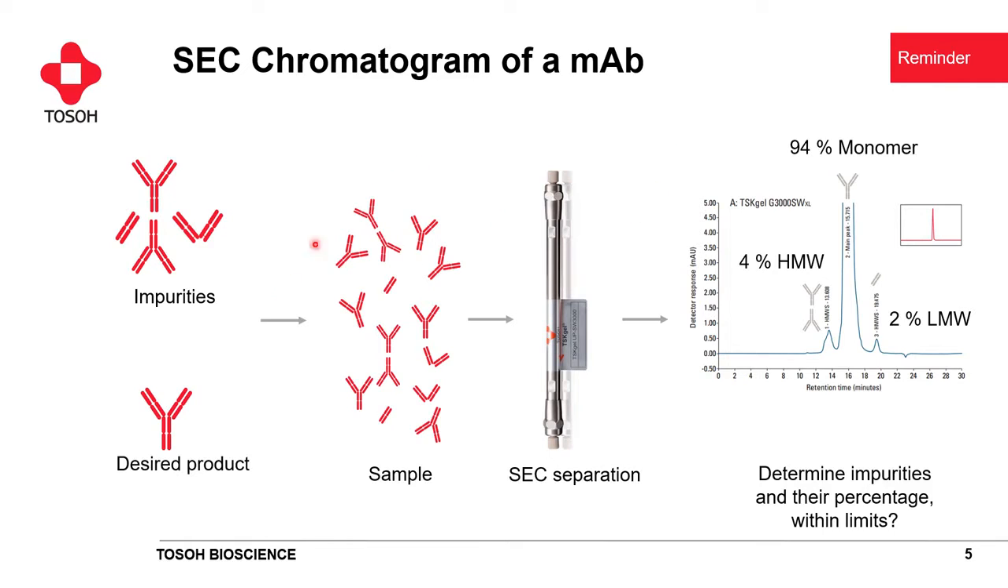We have our protein sample with low and high molecular weight impurities, as well as our desired product, the monomer. If we separate it on a size exclusion column, what we will get is the chromatogram with the high molecular weight impurities, such as aggregates and dimers, eluting first, then our monomer, and the latest will be our low molecular weight impurities, as those are the smallest. And we can determine the percentages, and typically this is something which is required for QC of a biotherapeutic protein-based product, as this needs to be within specific limits.